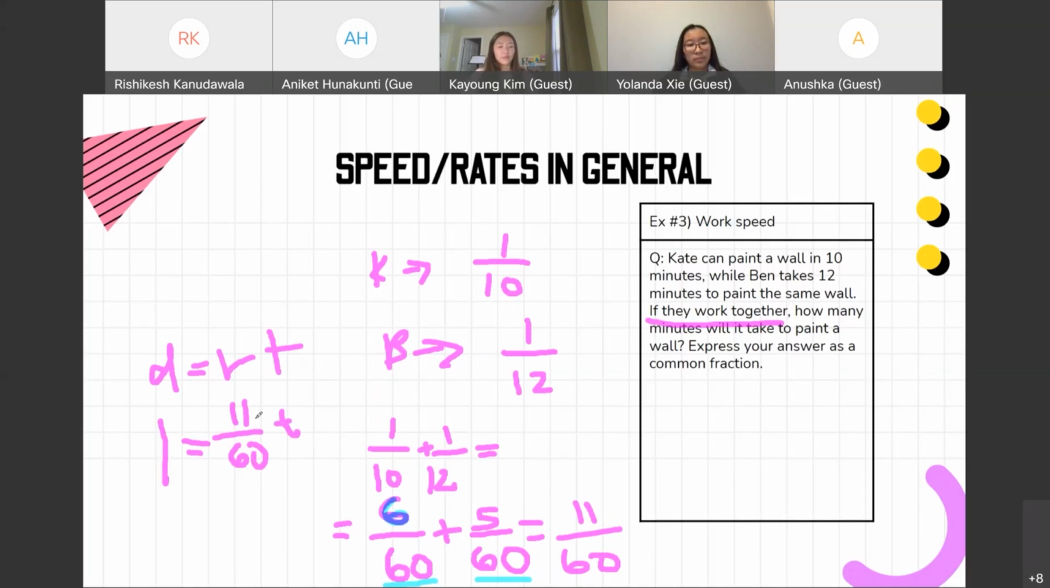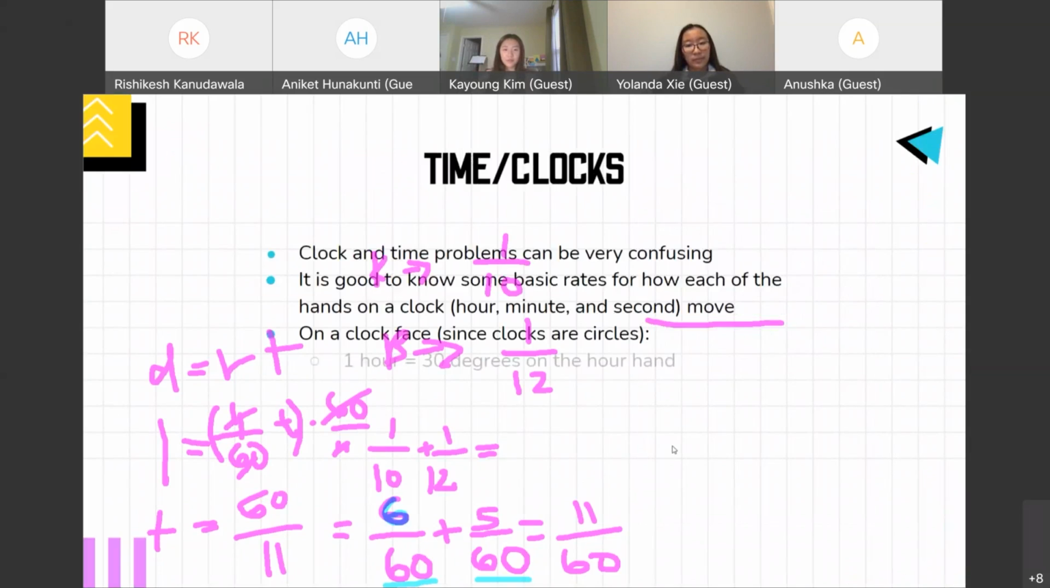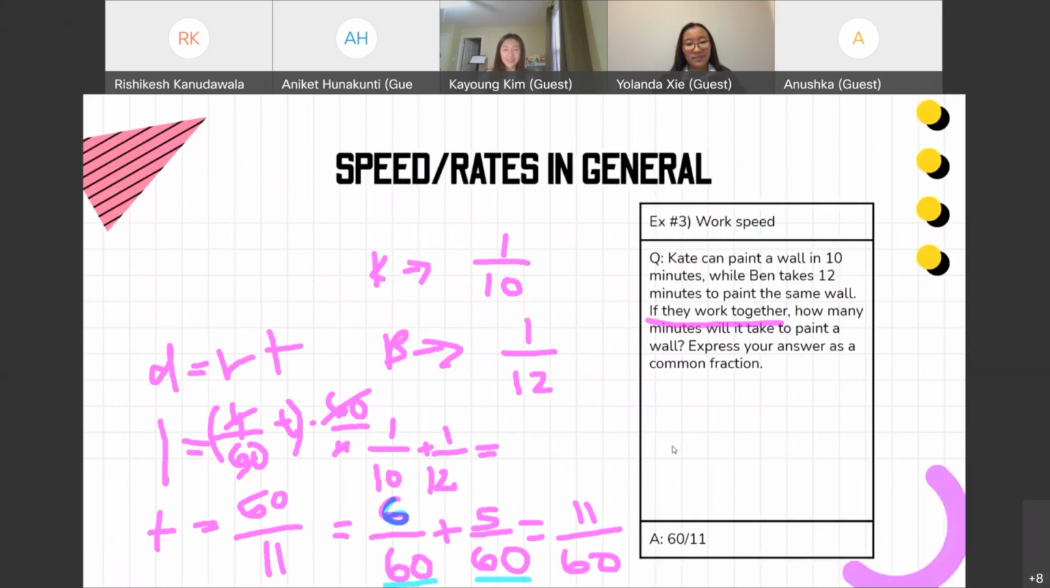So divide both sides by 11 over 60. That's the same thing as multiplying by 60 over 11. So t equals 60 over 11. So they take about 5.5 minutes to paint a wall. Let's see if we were right. Okay, yes, we were right. Any questions?